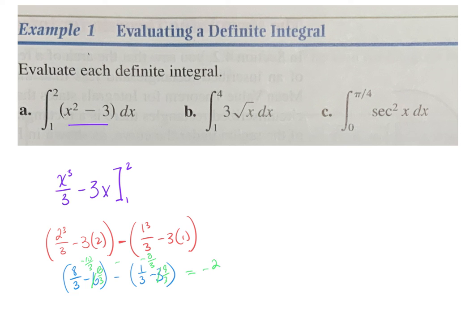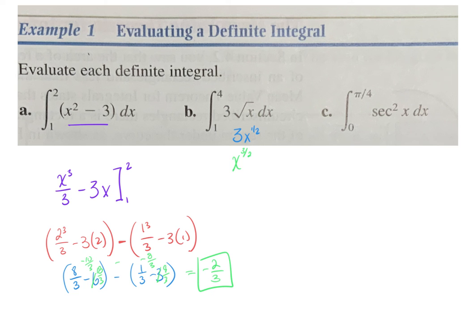So I'm going to get negative 2 over 3. All right, let's look at the next one. This is 3. So I still would rewrite this first, 3x to the 1/2, right? And then I'm going to do my antiderivative. So my new exponent is going to be add 1, so 3/2. And then multiply by 2/3.